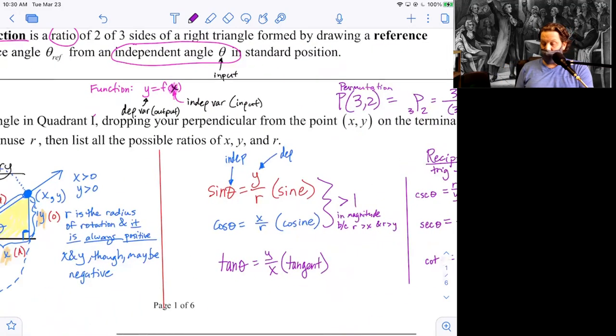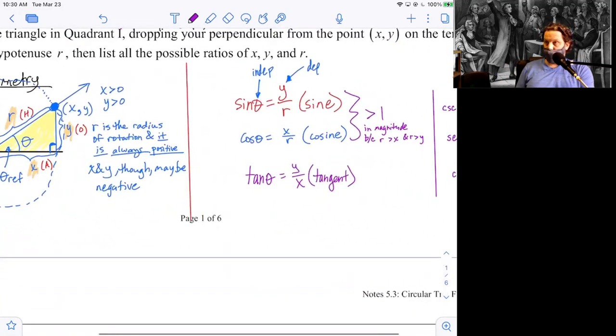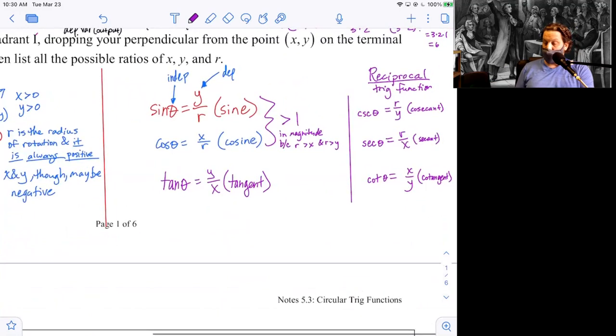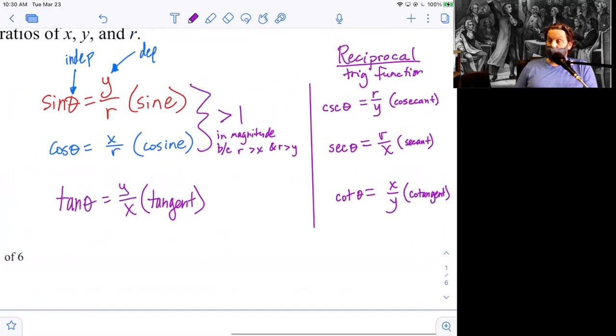So there's only 6 ways then to take ratios of 2 at a time. And we found all 6 of them. And now we know their names, right? So there you go. You need to memorize these.